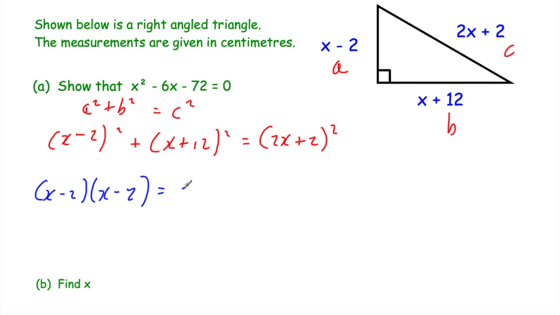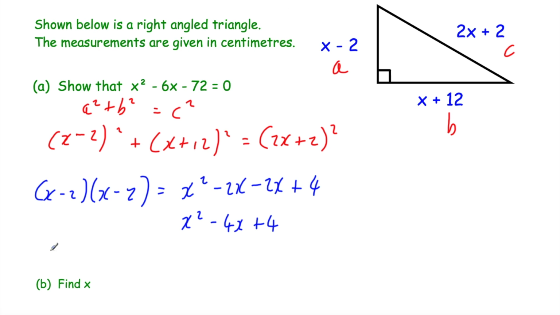Well, x times x is x squared. x times minus 2 would be minus 2x. Minus 2 times x would be minus 2x. And minus 2 times minus 2, well, negative times a negative is a positive, so it's going to be plus 4. And if we simplify this, we get x squared minus 4x plus 4. So that's what this is, our x minus 2 all squared.